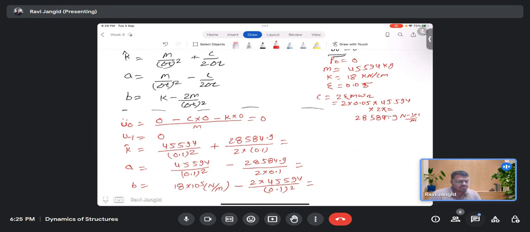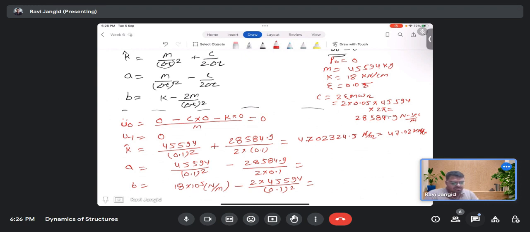So that is coming 4702324.5 Newton per meter, or I can write it in kilonewton per centimeter. So I will divide it by 10 raised to the power 5. So I am getting this as 47.02 kilonewton per centimeter. For this, anyone with the A?